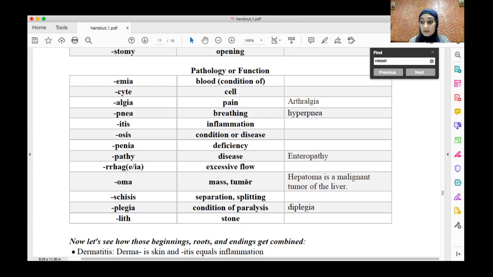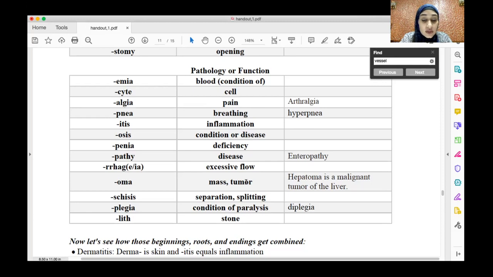And tinea means breathing. Itis means inflammation. Osis means condition or disease. Penia means deficiency. Pathy means disease, like enteropathy means a disease of the intestines.